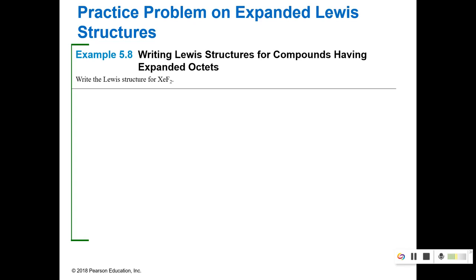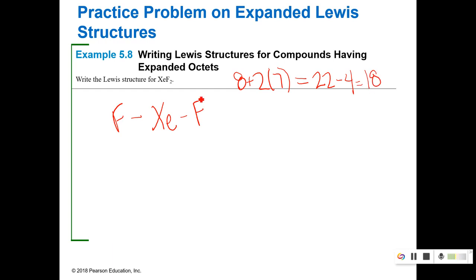Okay, so XeF2. Xe goes in the middle, least electronegative element. First off, it's a noble gas. It is super electronegative. So I've got 14 plus 8 is 22. I've used 4. I've got 18. If I do 6 on each of these outside ones, that's 12.